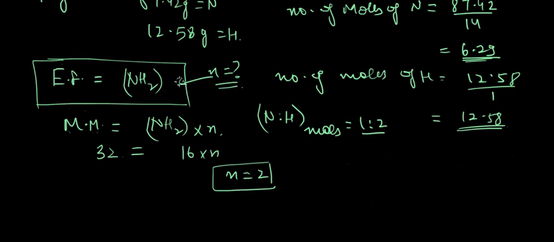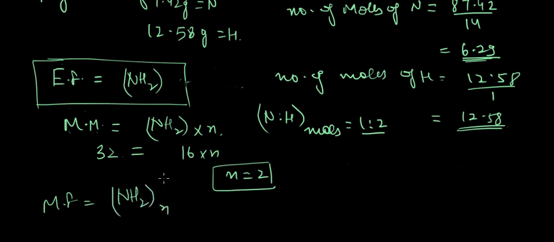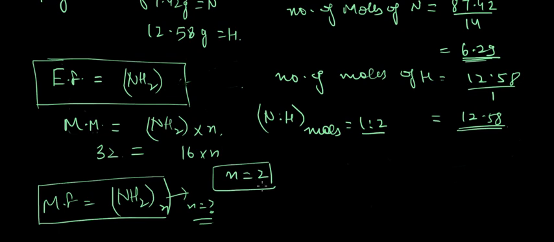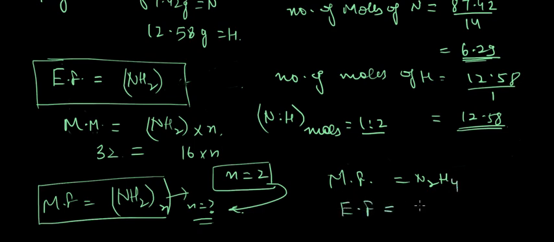Okay, so molecular formula would in turn be (NH2)n, and here we actually needed to find out the value of n. So we found out the value of n, hence molecular formula would be N2H4 and empirical formula would be NH2.